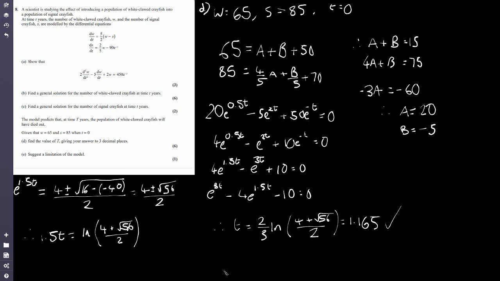And then finally for part e, suggest a limitation of the model, just 1 mark. There's a couple of things you could say, but I think the big obvious one is that when the white-clawed crayfish die out, the model's not going to be valid anymore. So when the white-clawed crayfish die out, model bad, basically. Okay, so to put it in very simple terms, when the white-clawed crayfish die, the model is just not going to work, so model bad. And there we have it.